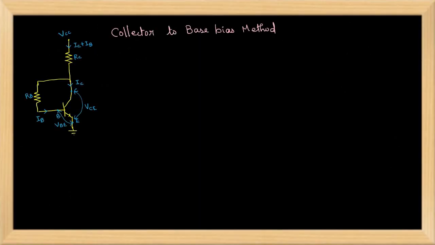This is the circuit diagram of the collector to base bias method. Here RB is connected between collector and base. This circuit is an improvement over the fixed bias method. This method provides better stabilization than the fixed bias method. Since RB is connected between collector and base, the voltage VCB is also one of the parameters in determining the base current IB. So the current flowing through RB is IB and the current flowing through RC is IC plus IB. Now we will do the circuit analysis to find the operating point.